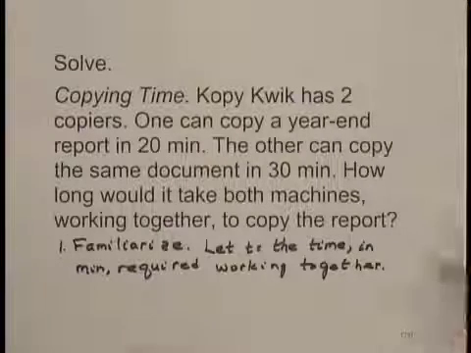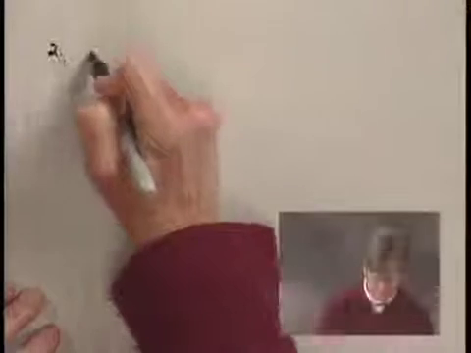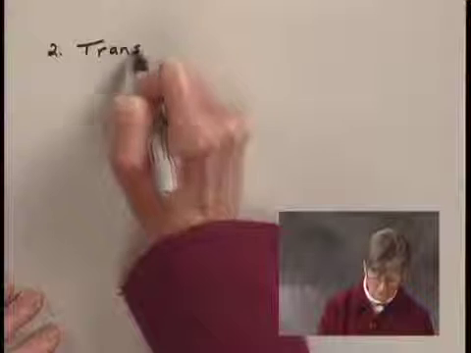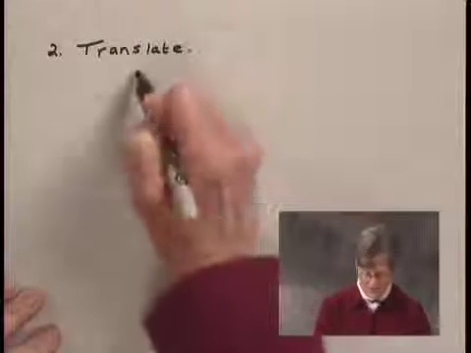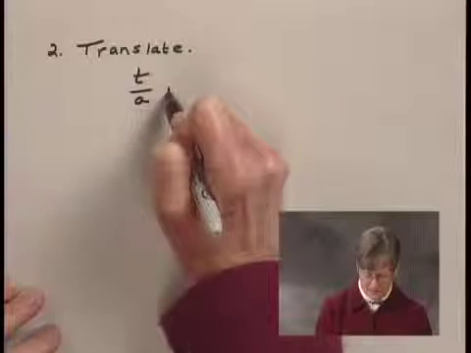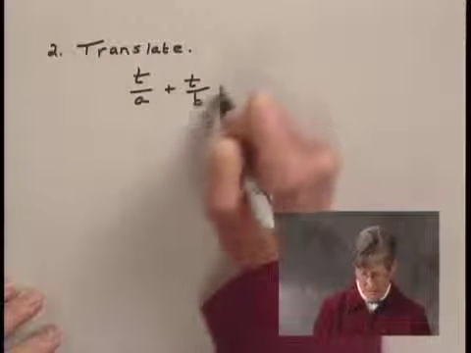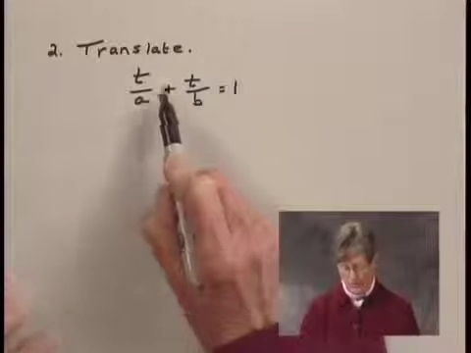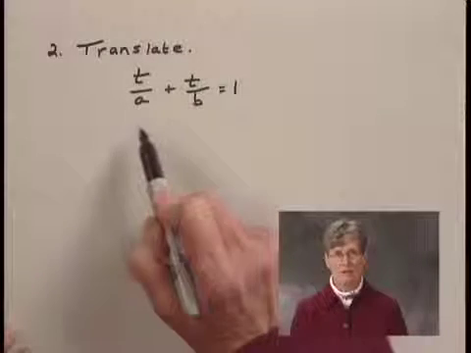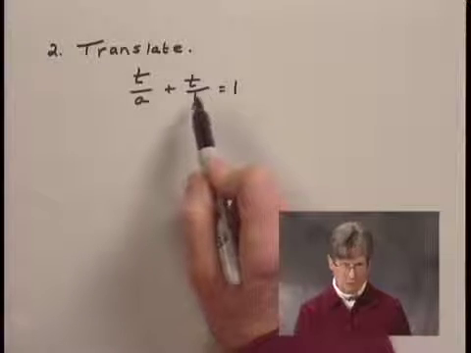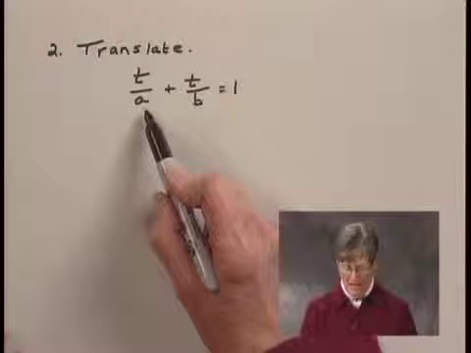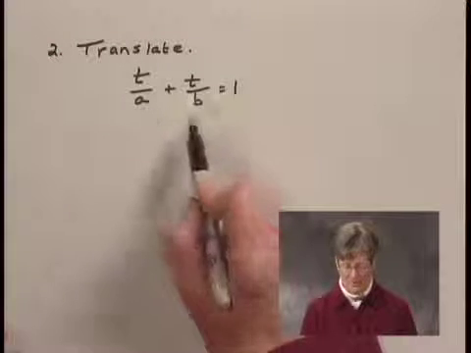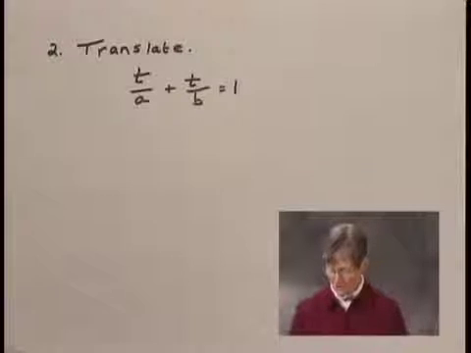Now, we need to translate this to some kind of an equation, which is the second step in our process. And what we'll use to start the translation is the work principle, which says that t over A plus t over B equals 1. In this equation, t is the time that it requires for two people or two machines to do a job working together, where one of them takes A minutes, hours, whatever, to do the job, and the other takes B minutes or hours to do the job.